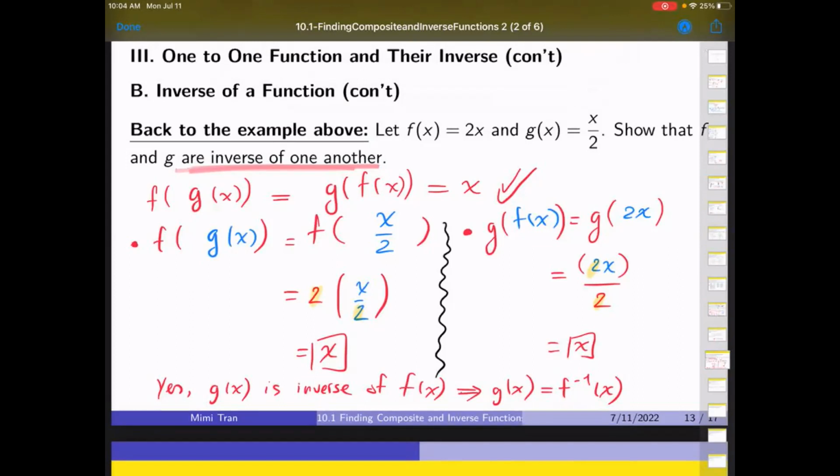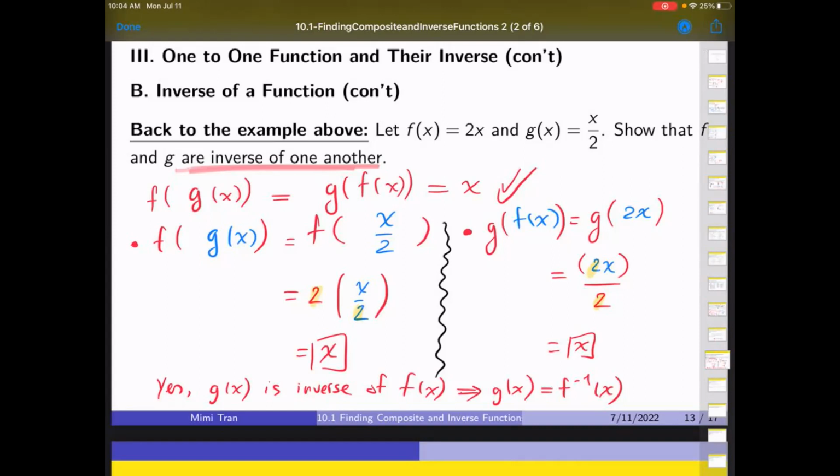So the first one, I'm going to put g into f, right? So f is 2 times x. So g is x over 2. So now for f, we replace the blue one, g of x, with x over 2, and you plug x over 2 into f, into 2x. So f of x is 2 times x.